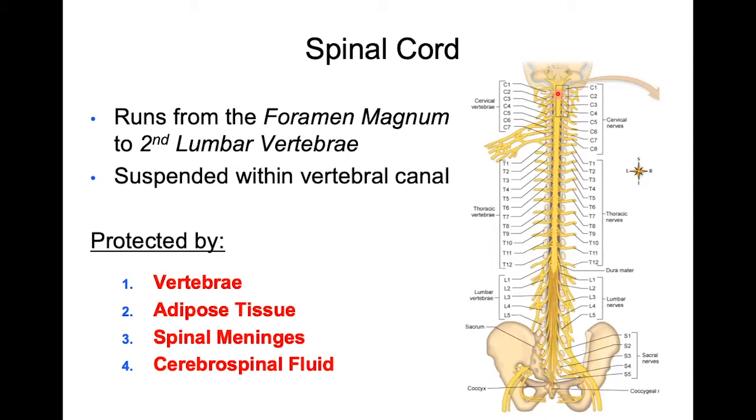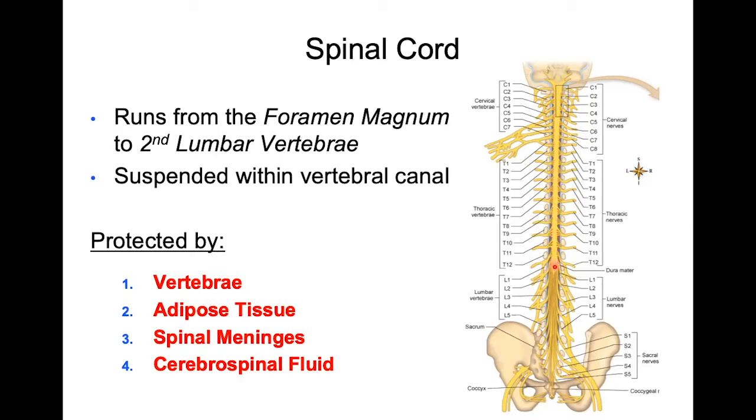Now, the spinal cord runs directly through the vertebral canal. If you think back to our skeletal anatomy, the vertebral foramen were those large openings within the vertebrae. And when we stack all of the vertebrae on top of one another, the spinal cord can then run directly through all of those openings.